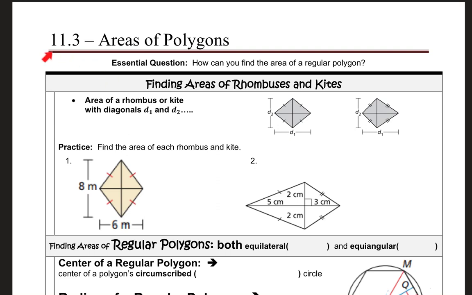Okay, kiddos, now we are moving on to 11.3. We're going to talk about areas of polygons. All right, so last time we talked about circles, now polygons we've studied before. So now let's first talk about how to find the area of rhombuses and kites.